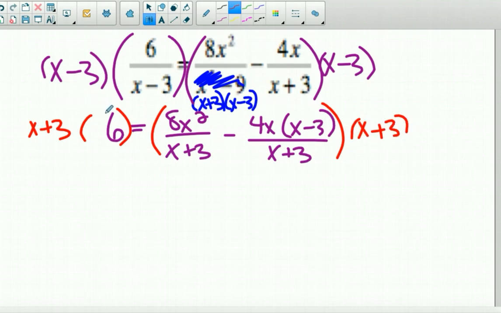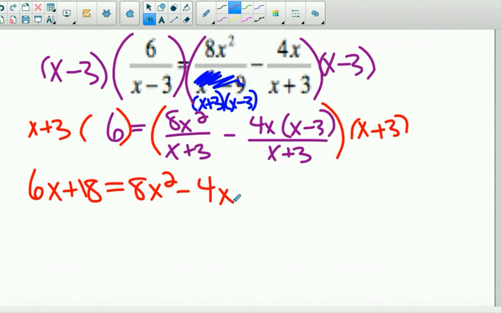And over here I have 6 times x plus 3, so it's going to give me 6x plus 18. And then equals, so when I distribute the x plus 3 here, it cancels with the denominator. It's just 8x squared. And when I distribute it here, it cancels the denominator. It's just going to be this, which I'm going to multiply out now. So minus 4x squared, and then minus negative 12x, so I'm going to say plus 12x.